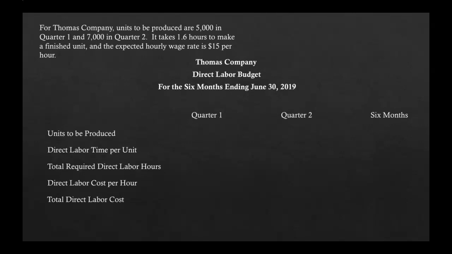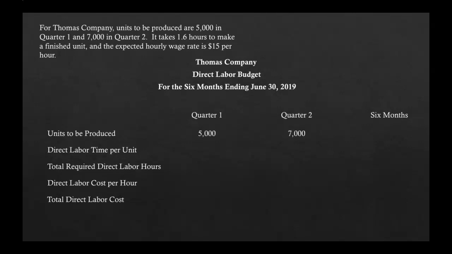So we have our information up in the top left, and then we have our direct labor budget. So our direct labor budget, we have quarter 1, quarter 2, and then for the full 6 months. We need units to be produced, direct labor time per unit. Those two together will help us find our total required direct labor hours. And then we have our direct labor cost per hour, which will help us find our total direct labor cost. So first, units to be produced.